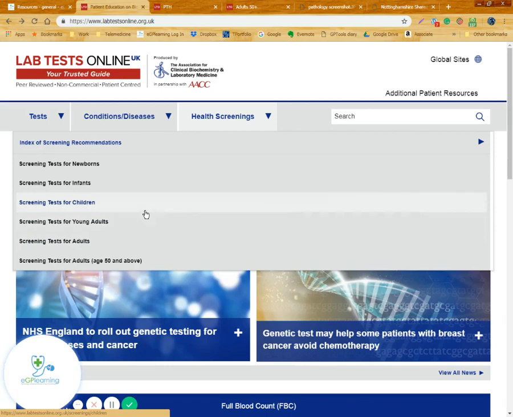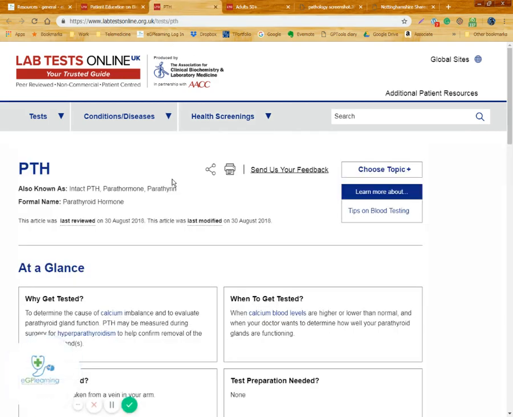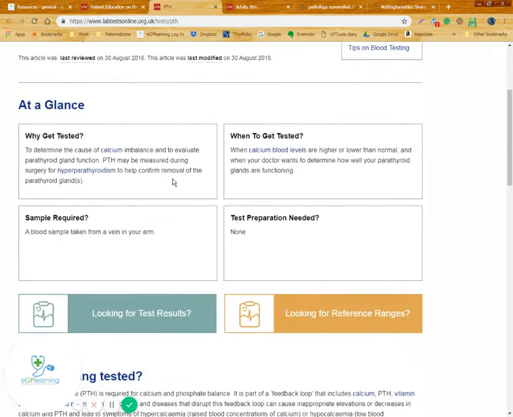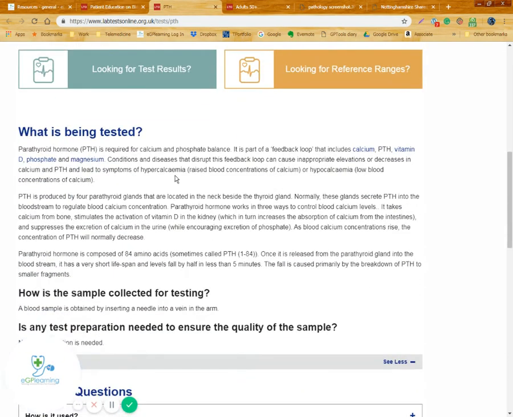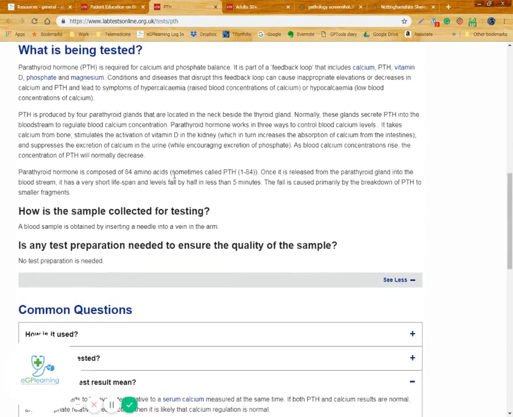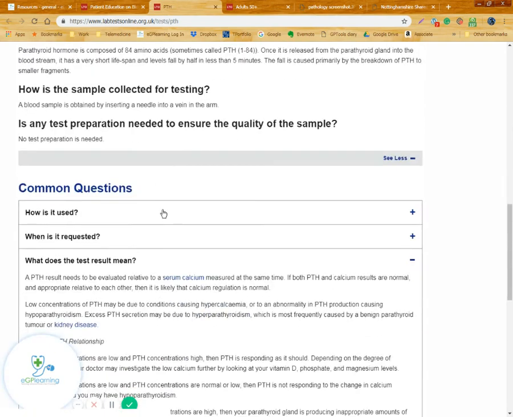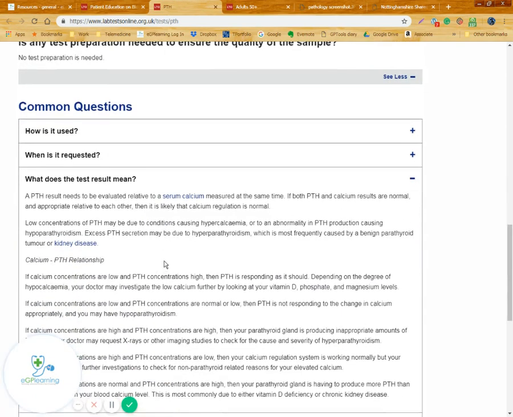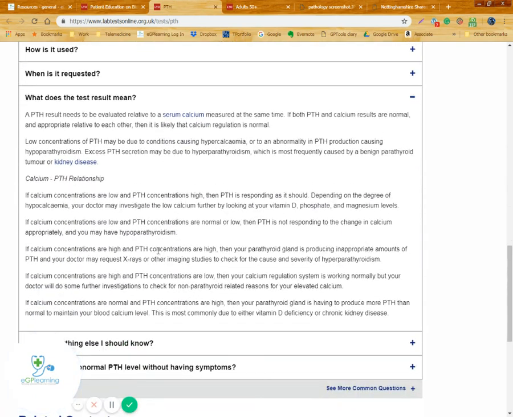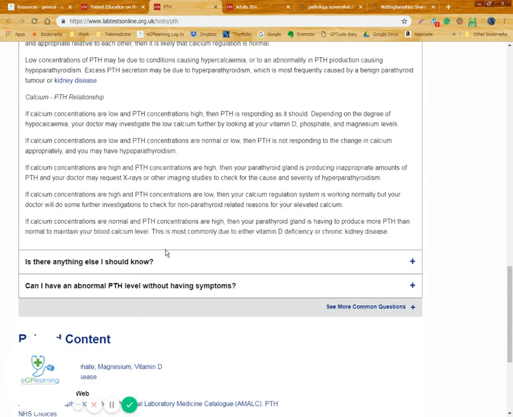If we look at these each individually, one of the test pages is PTH, parathyroid hormone. It gives you clear information as to when to get tested, what test preparation you need, and also what you're doing exactly. It's also got common questions about how this test may be used, when it is requested, and more importantly, what does the test result mean? It's by no means the absolute guide, but it is very good, clear information and explained in simple language as well, which can be useful.